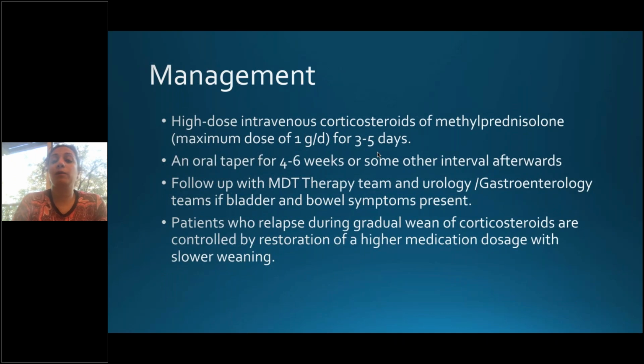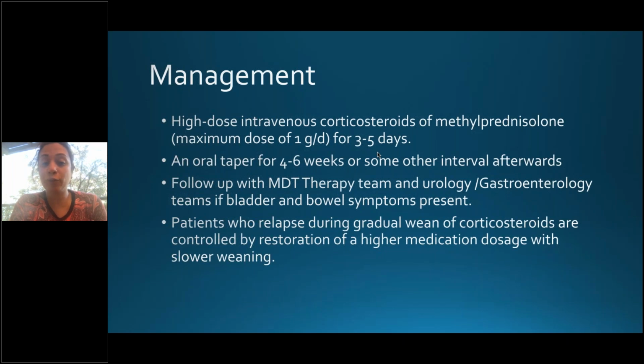Management is high-dose steroids, as we gave in our child, so methylprednisolone, a maximum of 1 gram a day for 3 to 5 days. And then we give them oral steroids. Normally we would say 4 to 6 weeks, but we usually follow them up in 2 weeks and see how they are doing. We will need follow-up with the neurology team and the MDT therapy team, and sometimes we involve urology and gastroenterology if there is affection of the bladder and bowel function.